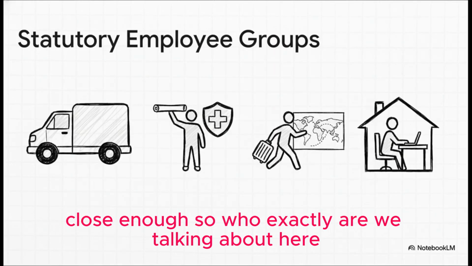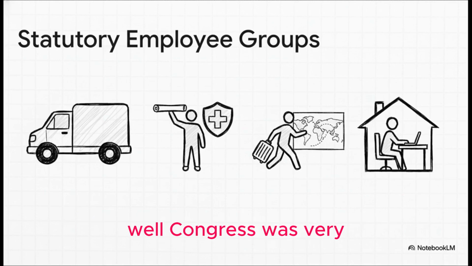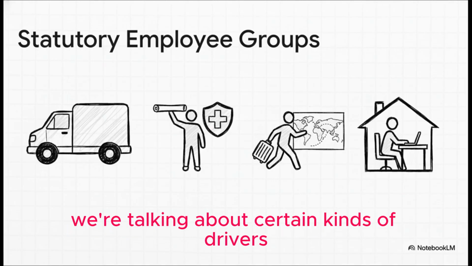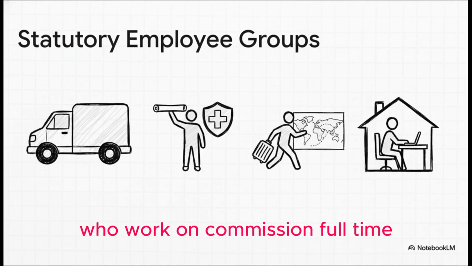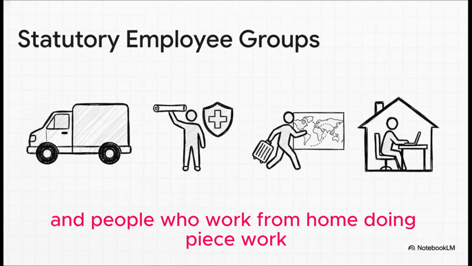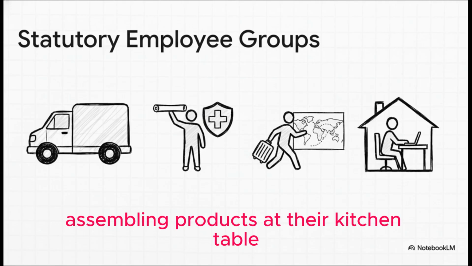So who exactly are we talking about here? Well, Congress was very, very specific. This special category only applies to 4 types of workers. We're talking about certain kinds of drivers who work on commission, full-time life insurance salespeople, certain traveling salespeople, and people who work from home doing piecework, like, say, assembling products at their kitchen table for one company.